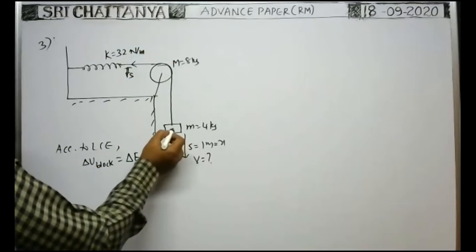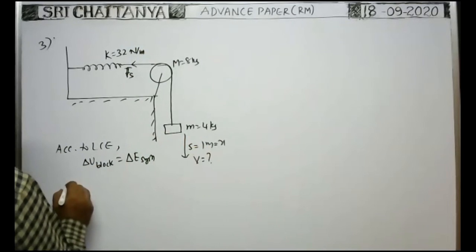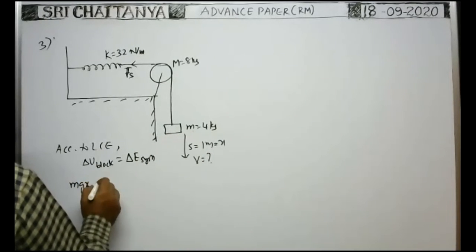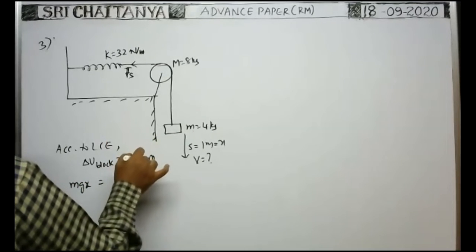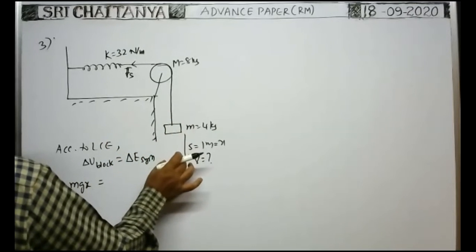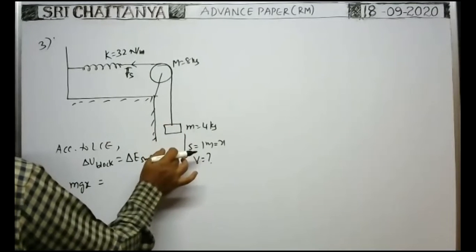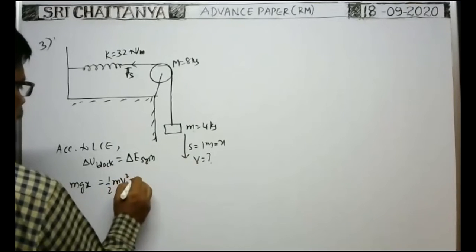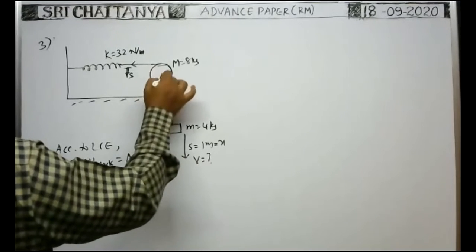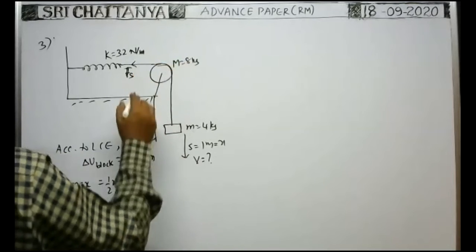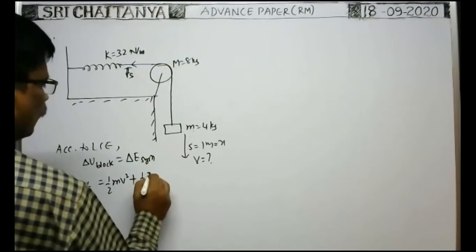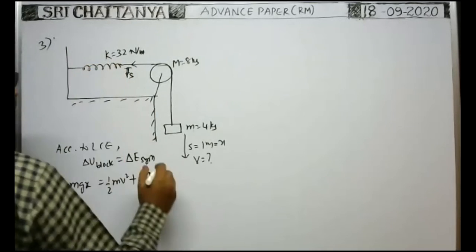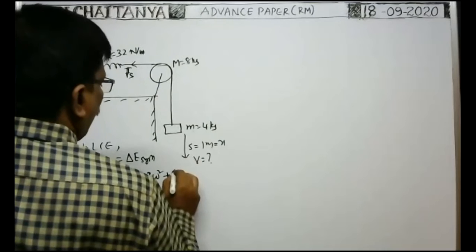Loss of potential energy means as the block comes down a distance x, it loses potential energy mgx. Mass of the block is small m only. This is equal to the gain in energy by the system. As the block comes down with increasing velocity, it gains kinetic energy, half mv square, plus the rotational kinetic energy gained by the pulley, half I omega square, plus the potential energy gained by the spring, half kx square.